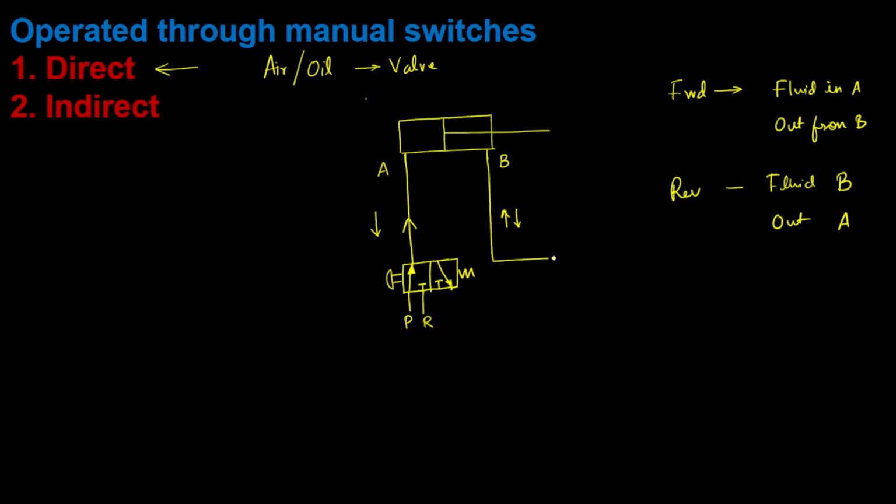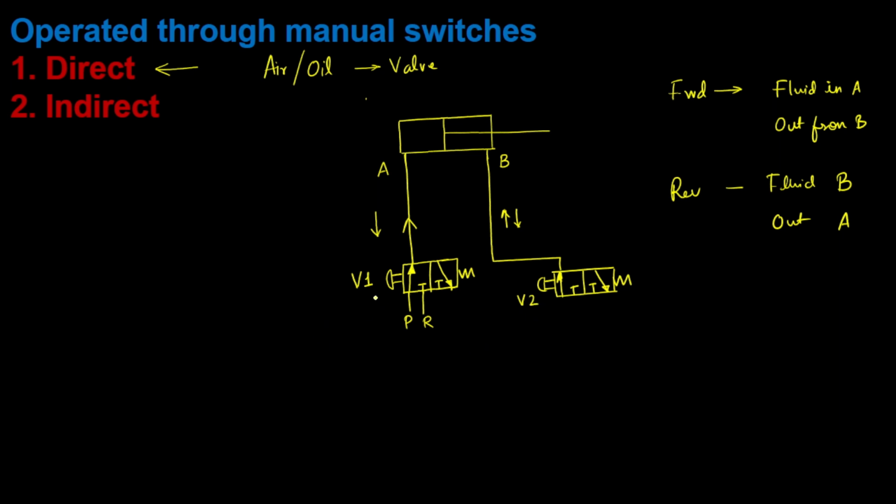Now the same valve we will use here also, the same 3x2 valve, which is spring loaded valve, we are going to use here also. Pressure is going in, return is closed, pressure is returning and main pressure line is closed. So this is, let us say, valve A or V1 and this is valve V2.